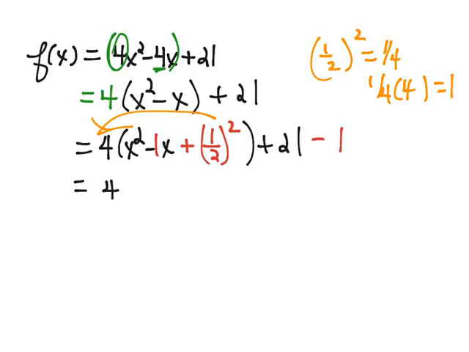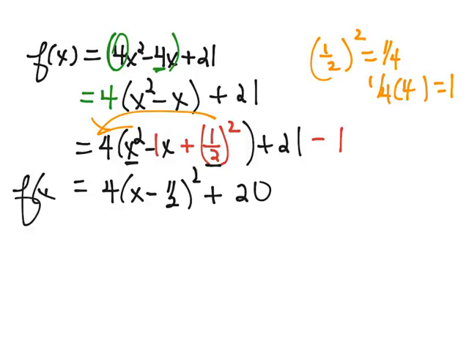Now we have a trinomial square. We can factor this. It will factor into x minus 1/2 quantity squared plus 20. And now we have our function written in standard quadratic form.